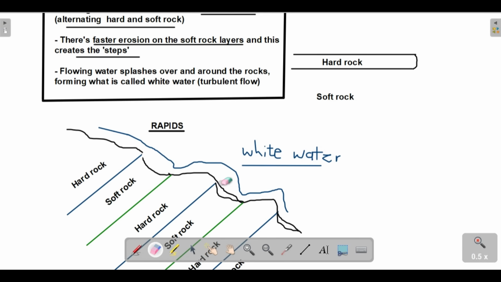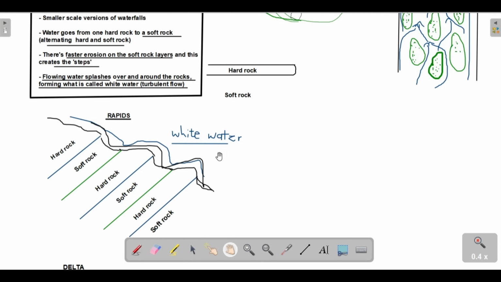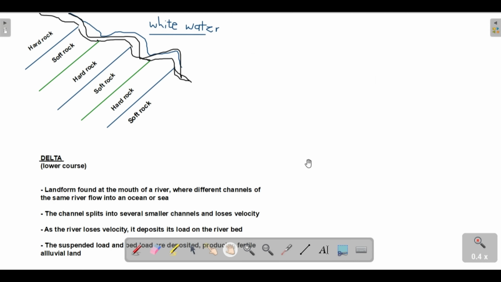And that means this will be rapids. Okay, water will now flow from hard rock to soft rock, hard rock, soft rock, hard rock, soft rock, and that looks like stairs. So flowing water splashes over and around rocks, forming what we call white water, which is caused, of course, by turbulent flow. And turbulent flow is caused by an uneven bed. As you can see, there's hard rock, soft rock, hard rock, soft rock, so that makes an uneven bed. That's how rapids form.